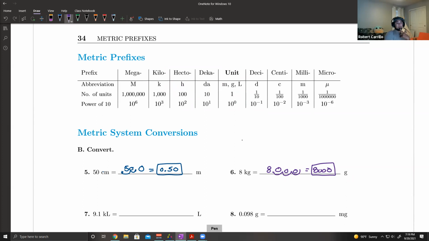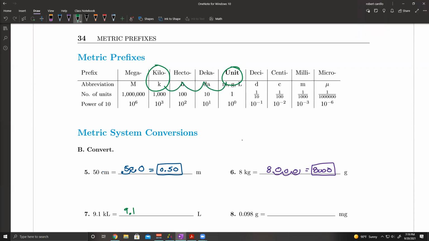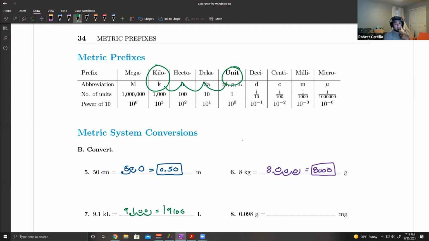Okay. Do it again. 9.1 kiloliters. So let's look at that. We're at kiloliters and we want to go to liters. So this is just like number 6. How many spaces over are we? 3. 1, 2, 3. 3 to the right. 1, 2, 3. And we get 9,100 liters.